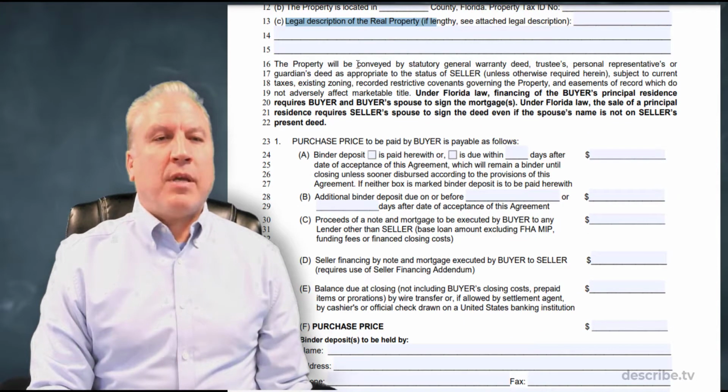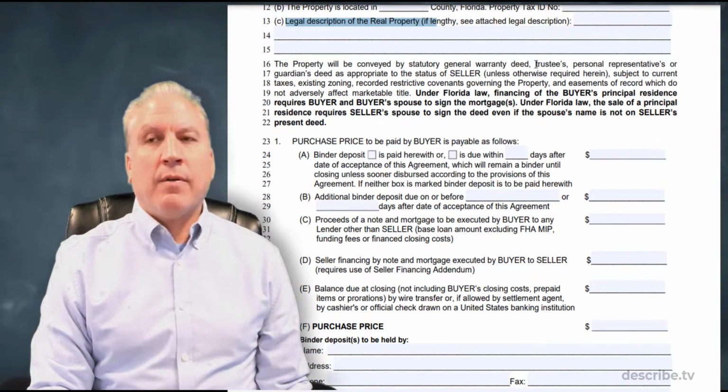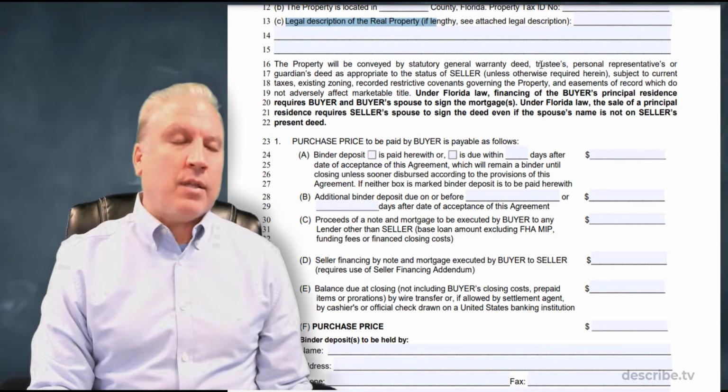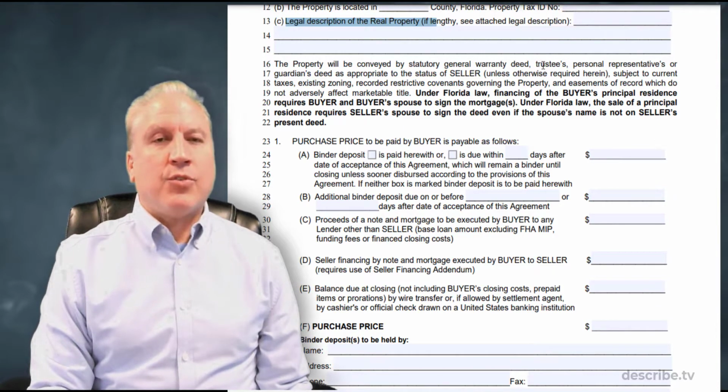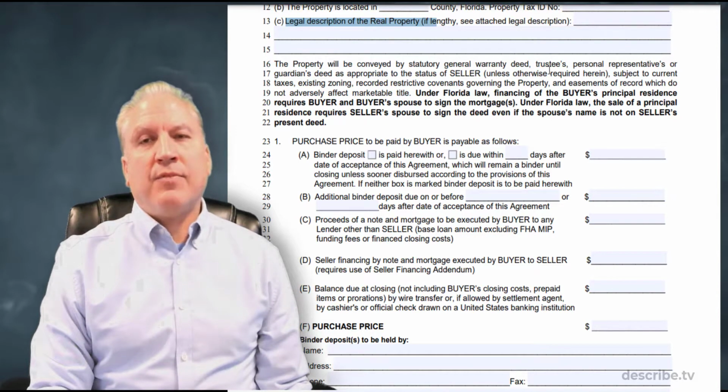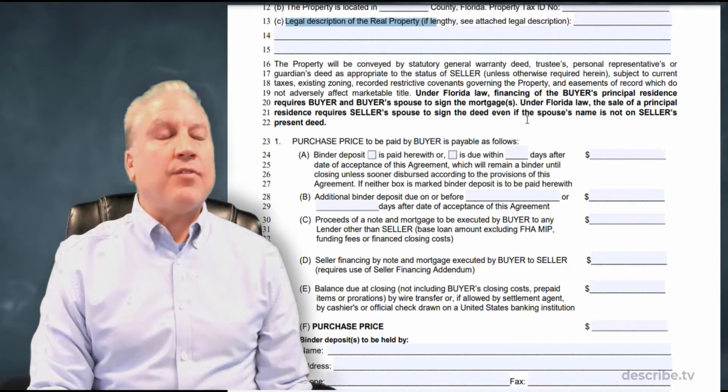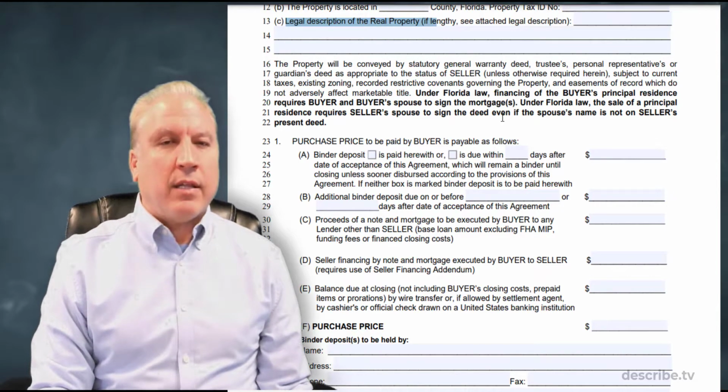Then it'll tell you how the property is going to be transferred. The property will be conveyed by statutory general warranty deed. That's important. A warranty deed is different than a quitclaim deed. A warranty deed gives you certain protections as a buyer. Make sure that you're understanding what type of deed you're getting. Again, can't say this enough. If you're unsure, get good legal advice.